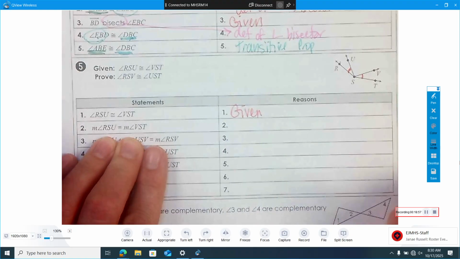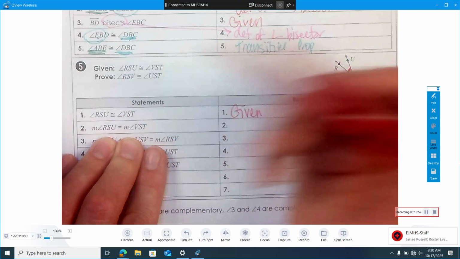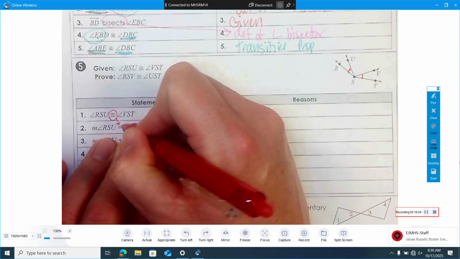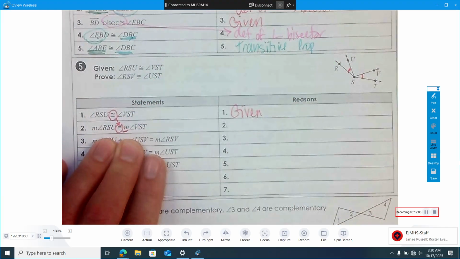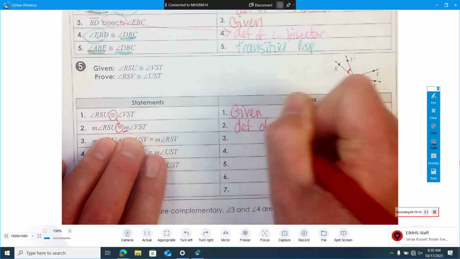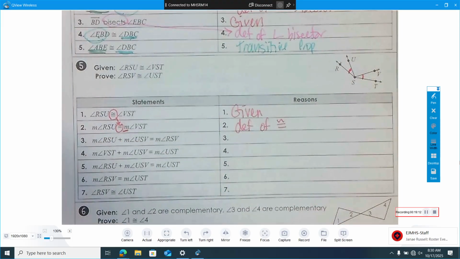Okay, good. What's changing here? The equal sign. We're going from congruence to equal measures. That is the definition of congruence. We're allowed to switch between the two. All right, now let's look.